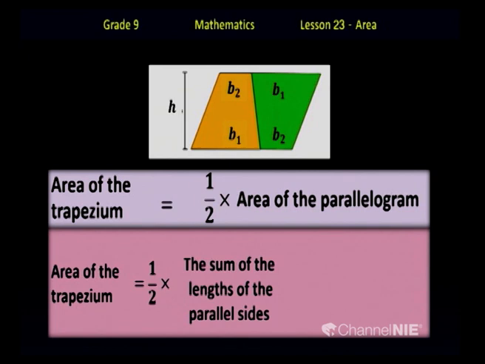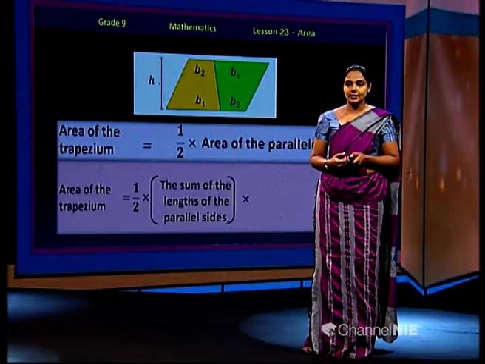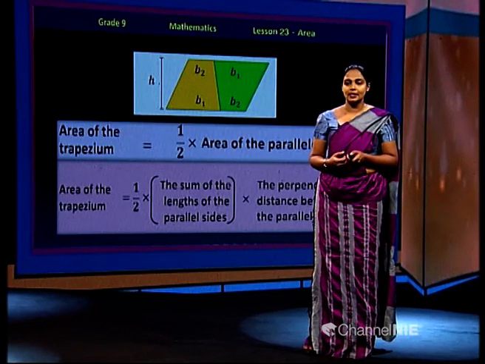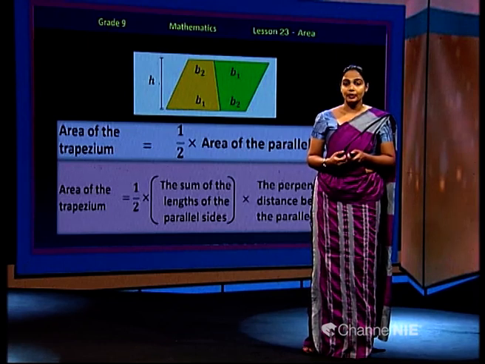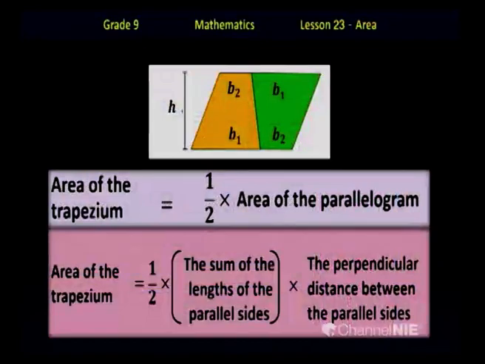Then a plus b denotes the sum of the lengths of the parallel sides, and the perpendicular height is the perpendicular distance between the parallel sides. Now keep it in your mind: how can you find the area of a trapezium? Half into the sum of the lengths of the parallel sides into the perpendicular distance between the parallel sides.